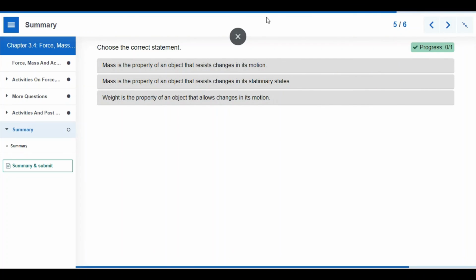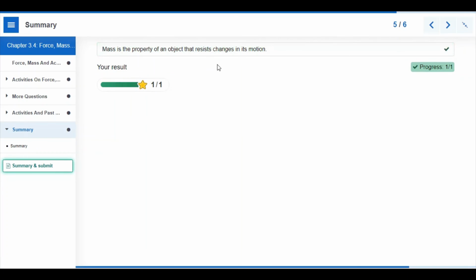So with this, we've come to the end of the class, but let's deal with the summary before we call it a day for today. Mass is the property of an object that resists changes in motion. Is that correct? Yes. But let's deal with other statements to confirm their validity. Mass is the property of an object that resists changes in its stationary state. No, the statement is false. Weight is the property of an object that allows changes in its motion. No, the statement is false. So mass is the property of an object that resists changes in its motion.